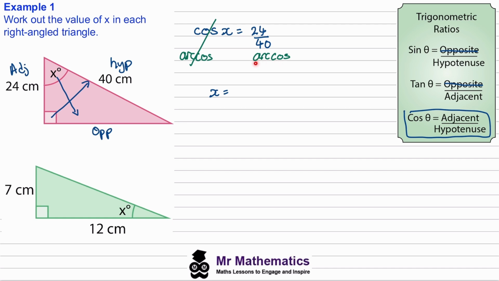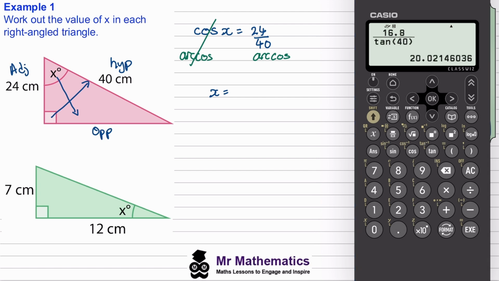And the way we find this button on our calculators, if you look at the cos button, and just above that is the yellow writing, this is the arc cos. So we press shift and cos. This will give us the arc cos of 24 over 40. We'll close that bracket and we get x is 53.1 degrees to one decimal place.